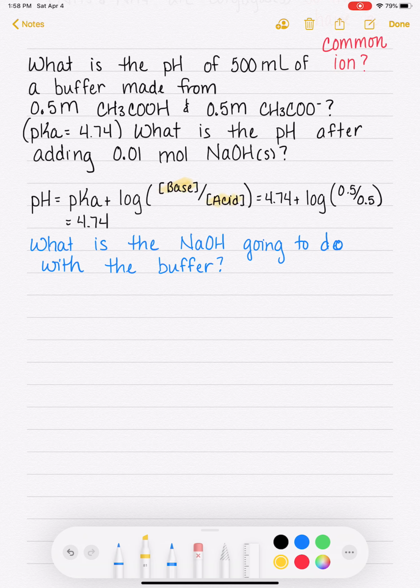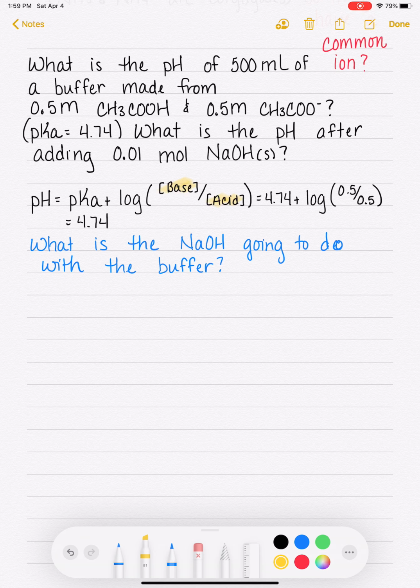Now, I did tell you that the buffer's job is to resist changes in pH, but that doesn't mean that it won't change in pH. It just is resisting it. It's trying to do everything that it can to minimize the pH change. So we can't just say, oh, this is a trick question. The pH is going to be 4.74, no change. That's not necessarily true.